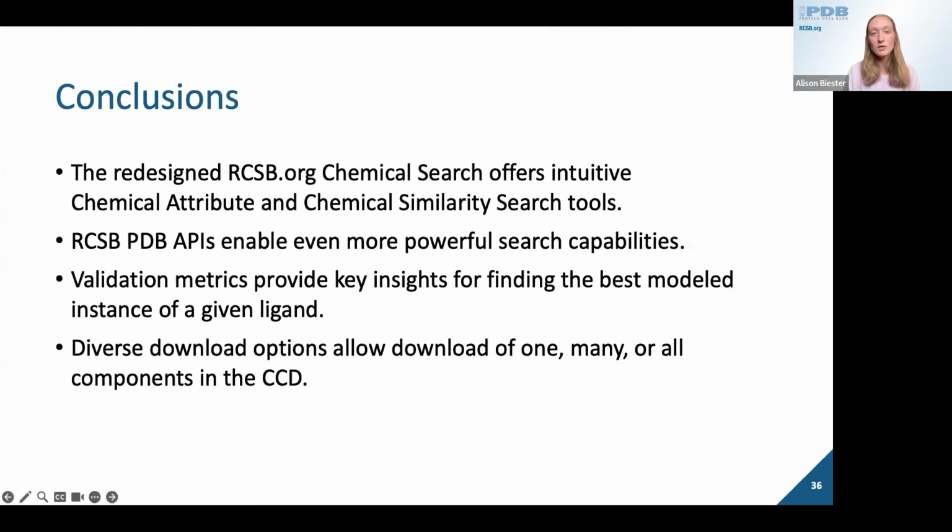So in this webinar, we saw that the redesigned RCSB.org chemical search offers intuitive chemical attribute and chemical similarity search tools. Also, the RCSB PDB APIs enable even more powerful search capabilities. We also saw validation metrics provide key insights for finding the best modeled instance of a given ligand. We also offer diverse download options to allow download of one, many, or all components in the CCD.